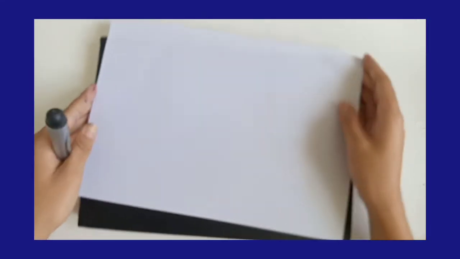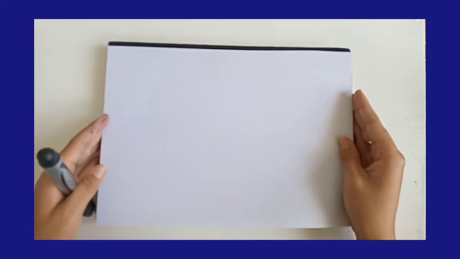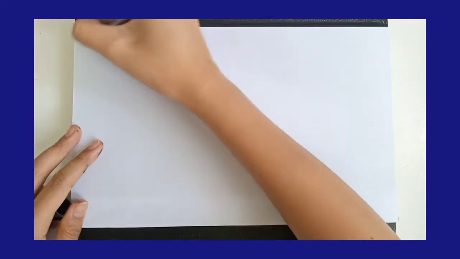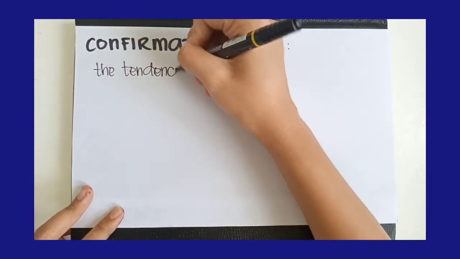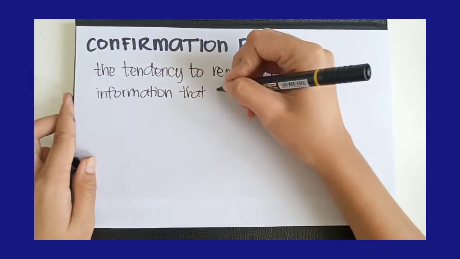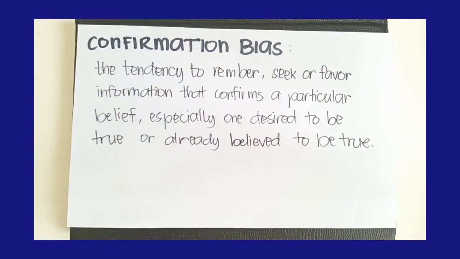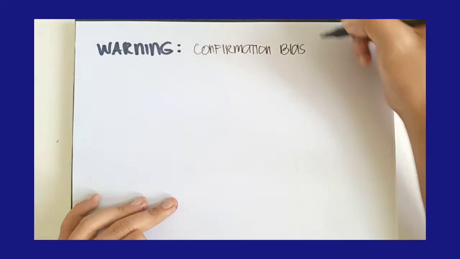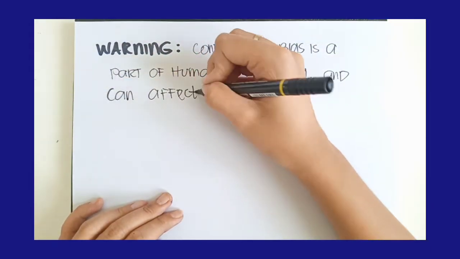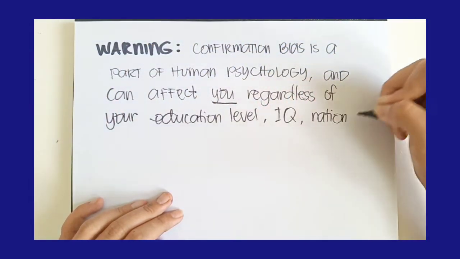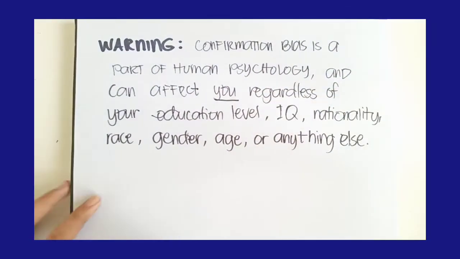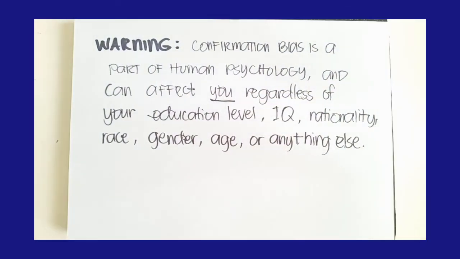This inclination to seek only truth-affirming information and ignore the rest is a form of confirmation bias. It can cause intelligent and skeptical people to continue to hold on to inaccurate beliefs for wrong reasons. And always remember that confirmation bias is a part of human psychology and can affect you regardless of your educational level, nationality, IQ, race, gender, age, or anything else. And convincing yourself that you are incapable of committing bias is a dangerous step towards committing it.